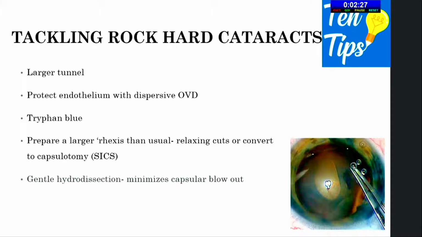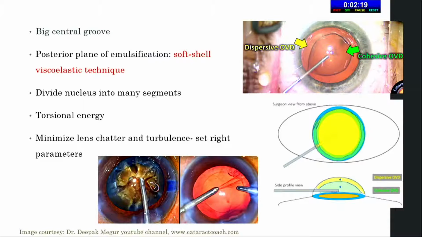A gentle hydrodissection is preferred since the capsule is thin, and it can lead to capsular blowout if the hydrodissection is too vigorous. If it's a phacosurgery, definitely a big central groove will help to catch the nucleus, and a soft shell technique where the cohesive visco is injected near the nuclear chunk, and dispersive to coat the endothelium, is preferred, so that the energy dissipated is lesser. And dividing the nucleus into multiple small fragments within the bag is a better technique, and if the phaco machine has a torsional energy setting, that would be preferred.